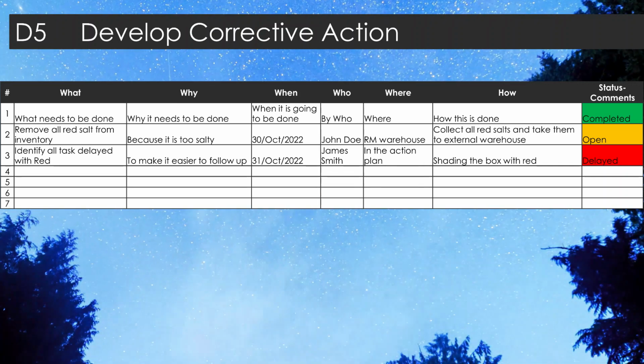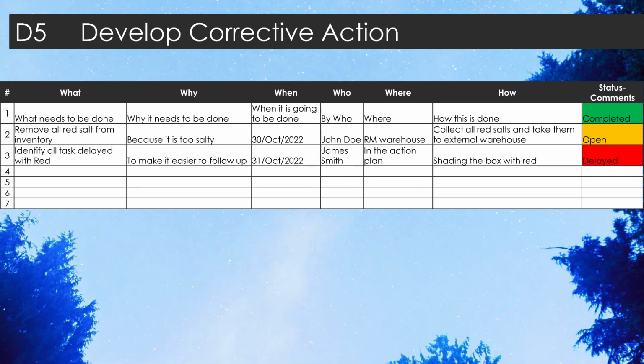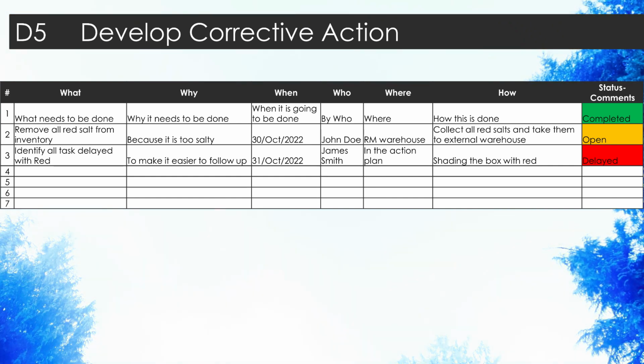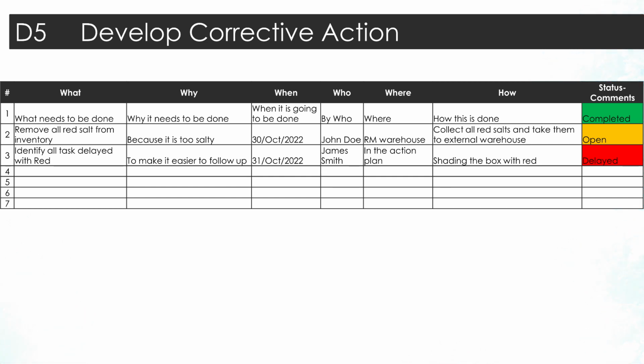The where is the place where the action will be done. Once again, be as specific as possible. Developing the how also clarifies exactly the expectation of the action. Do not spare efforts developing the action plan of the corrective action. This will be key to the problem solving and the success of the team.